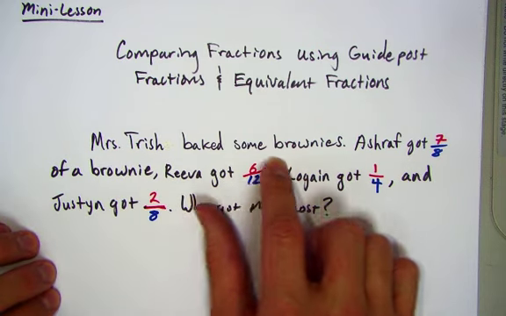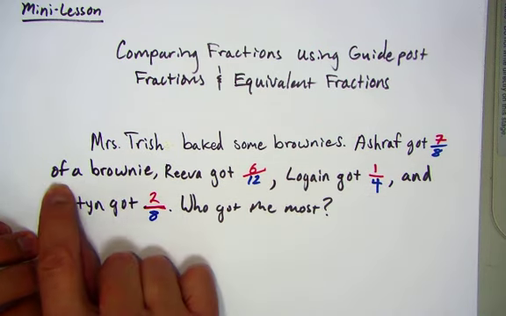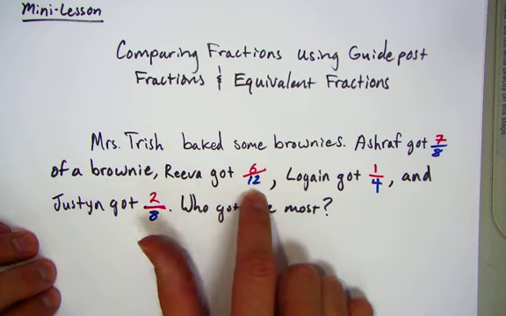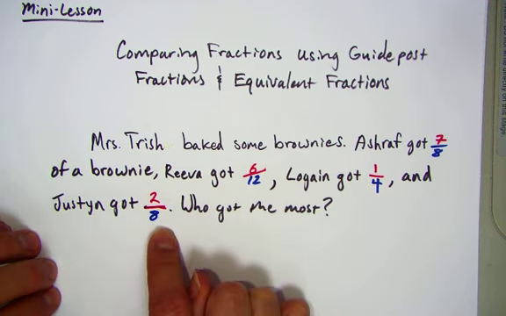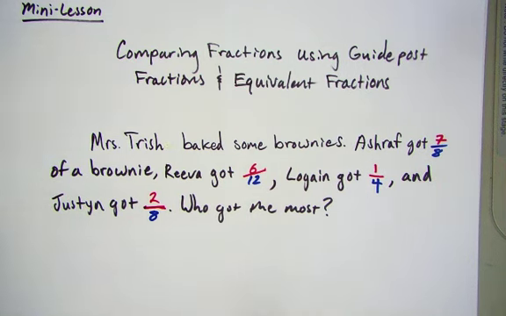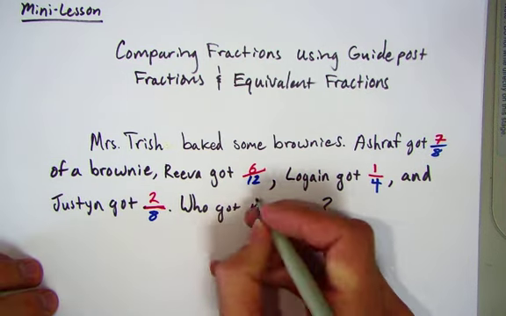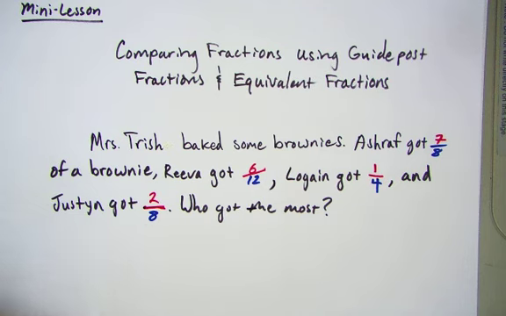Miss Trish baked some brownies. Ashraf got 7/8 of a brownie. Reva got 6/12. Lojane got 1/4, and Justin got 2/8. Who got the most? Now, you already notice that we don't have all unit fractions.